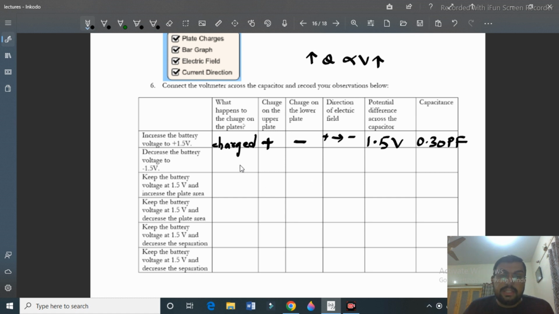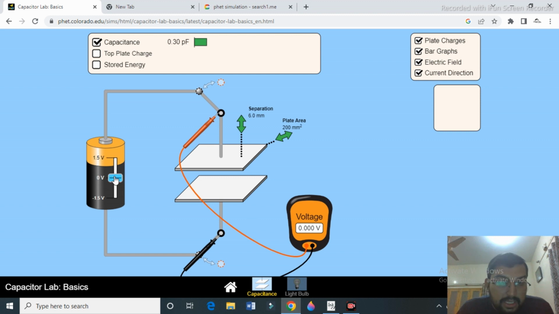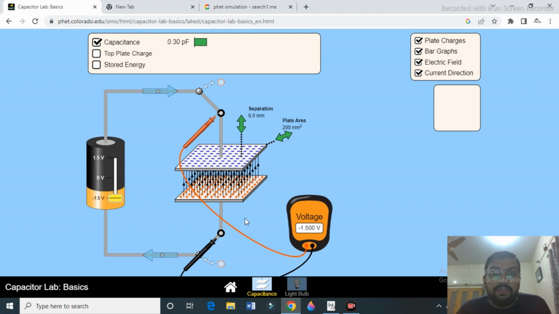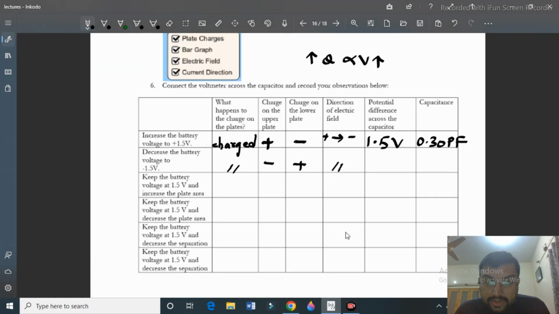If I decrease the battery to 1.5 volt, the capacitor is charged. You are seeing this: the charge on the upper plate is now negative, on the lower plate is positive. The direction is the same, from positive to negative. When I take it to minus 1.5 volt, just a change of direction, the capacitance is still 0.30 picofarad. There is no effect on it.